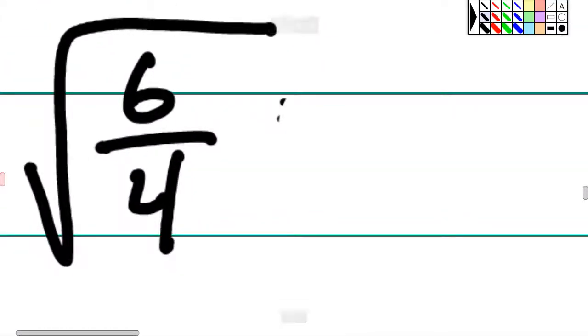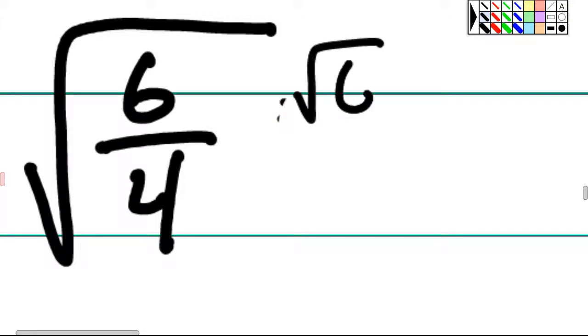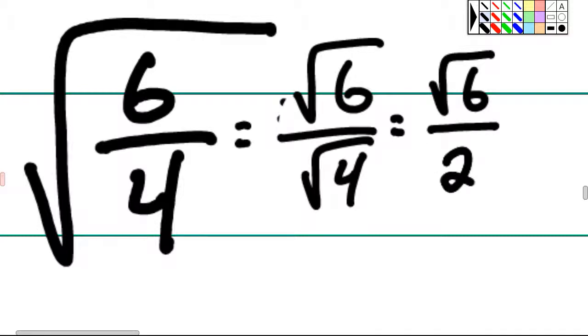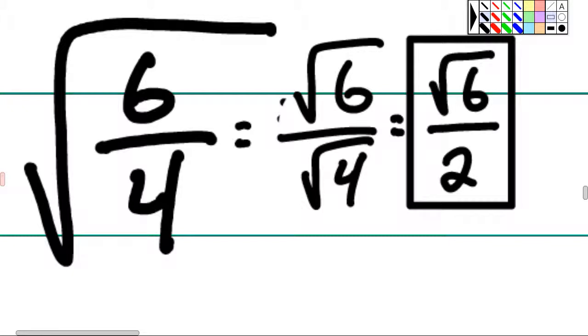Let's looky here. Root 6 over root 4. Now, you might say, well, let's multiply the top and bottom by root 4, which you could. It would work out fine. But we do know what the square root of 4 is, so why not just simplify right now? And maybe save ourselves some work. Root 6 I can't do anything with, but the square root of 4 is just a 2. So that would be it then. All done.